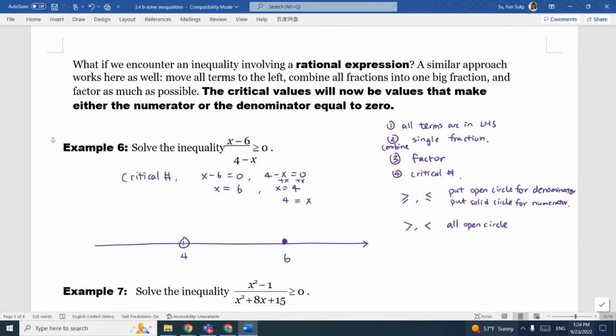Okay, how about the leading coefficient? So, leading coefficient.